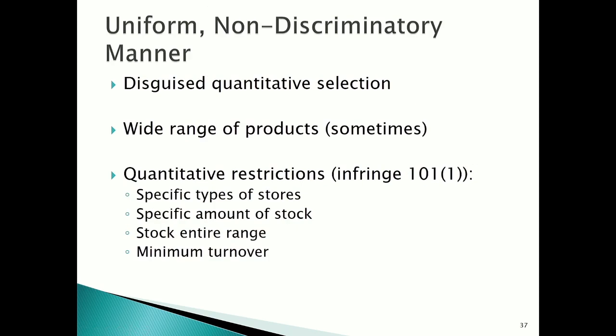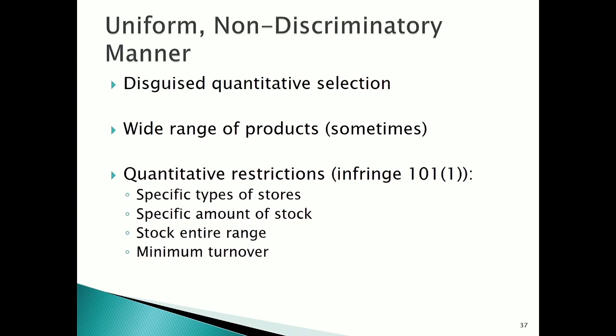It must be applied in a uniform, non-discriminatory manner. So you can't disguise it as a quantitative selection. Sometimes requiring that a wide range of products be stocked can be viewed as unnecessary restrictions. That it's stocked in specific types of stores depends how specific it is. If you say it's in large department stores, how many large department stores are there in the UK? Or large department stores with more than six floors?